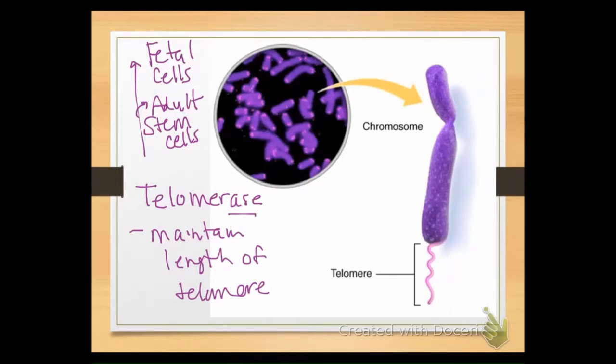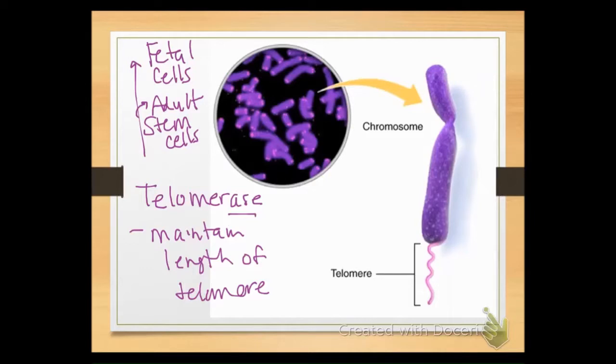Right now you are making new red blood cells, and so we continue to make those throughout our entire life because a red blood cell only lasts about 4 months or so. So you have some adult stem cells there, and if we look, we actually find that the telomerase is still active in those cells. However, if we were to look at most of your body cells, we wouldn't see telomerase.